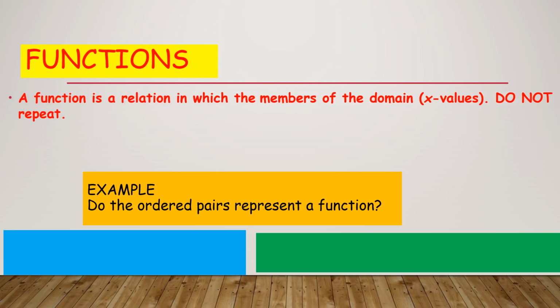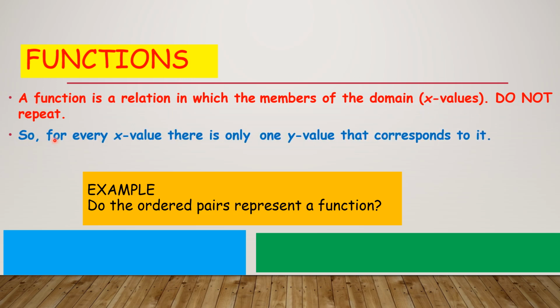Now, a function is a relation in which the members of the domain, the x values, remember that, do not repeat. So for every x value, there is only one y value that corresponds to it. Y values can be repeated, so that's something you have to remember.